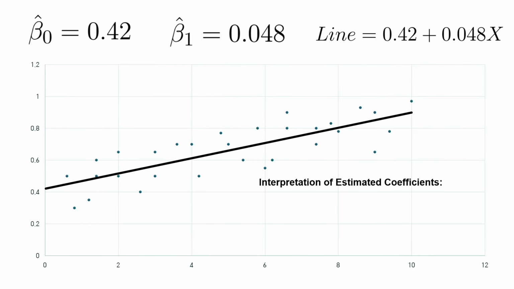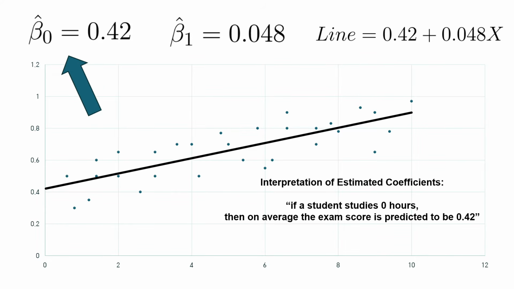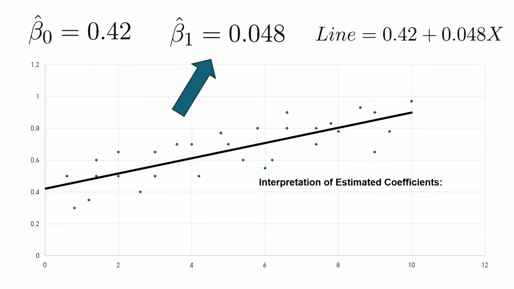Now let's get into interpreting the estimated coefficients, beta 0 hat and beta 1 hat. We'll interpret beta 0 hat first. So what does 0.42 mean? 0.42 is the intercept of the OLS line, so it means that if a student studies 0 hours, then on average, the exam score is predicted to be 0.42, or 42%. What about beta 1 hat?